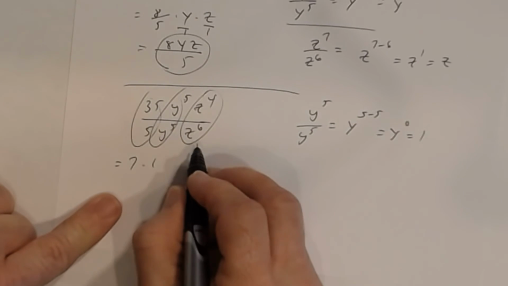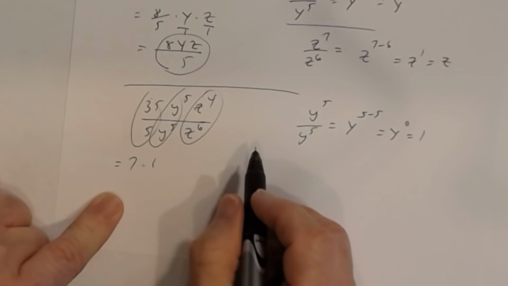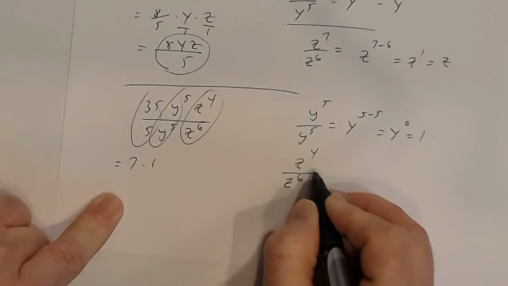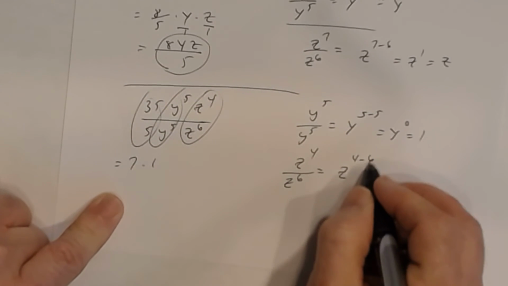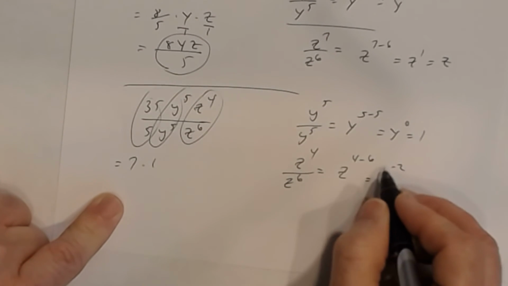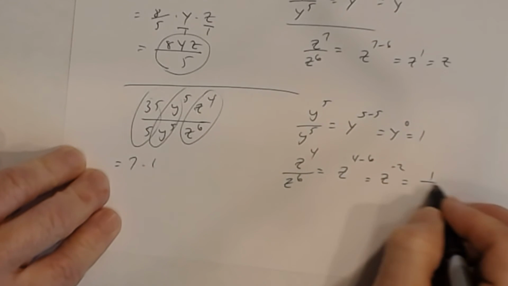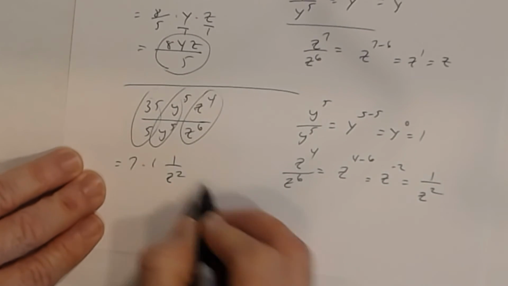Over here, be careful. Don't say that it's z squared, because it's not z squared. Think about that. Z to the 4th divided by z to the 6th. Divide like bases, subtract exponents. That's z to the 4 minus 6. 4 minus 6 is a negative 2. We don't want negative exponents, so make it positive. So you're going to rewrite this as 1 divided by z squared. So that's 1 divided by z squared.